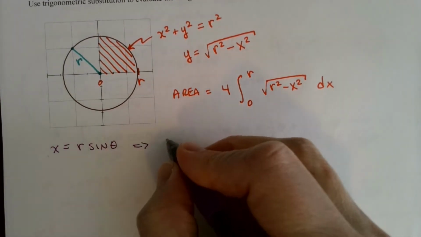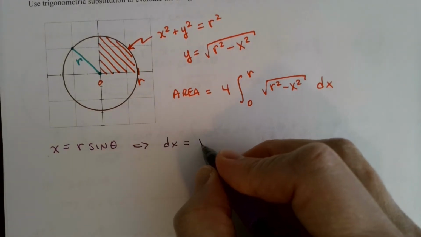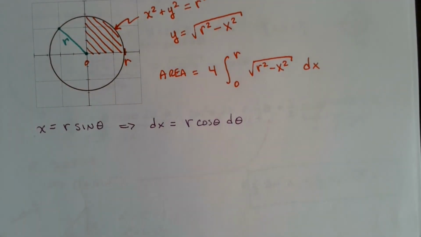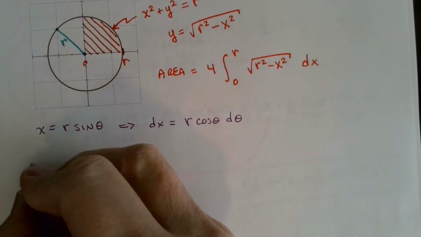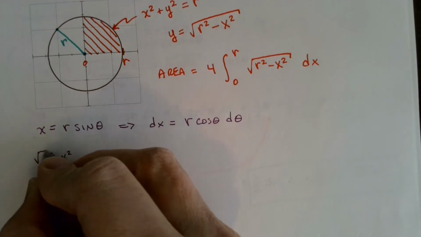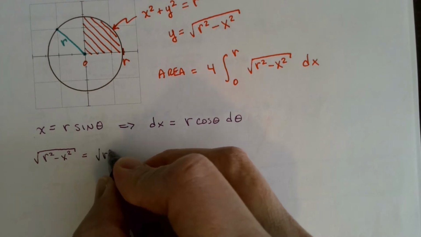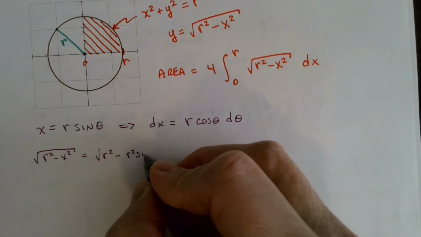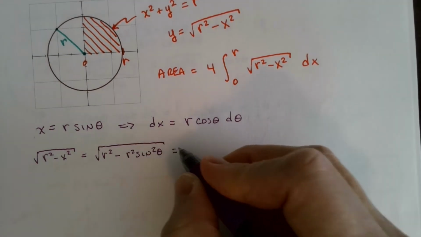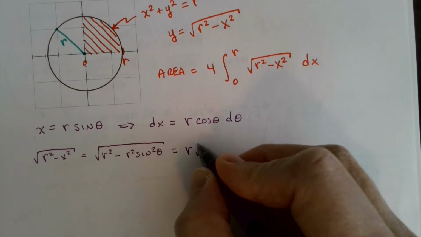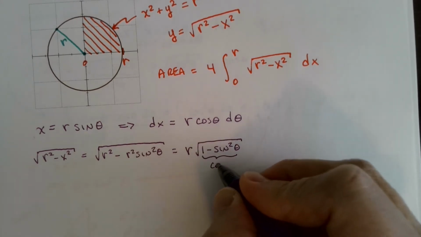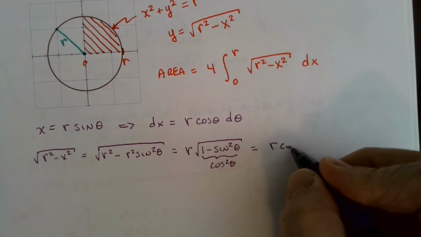And of course, dx is, what's the derivative of sine theta? r cosine theta d theta. And similarly, we can show that the square root of r squared minus x squared is, again, r squared minus x squared is r squared sine squared theta. Factor out the r squared from both of those. Square root of r squared is r. Pull it out of the square root. And I'm just left with 1 minus sine squared theta. Of course, 1 minus sine squared theta, again, is cosine squared theta. And so this is r cosine theta.